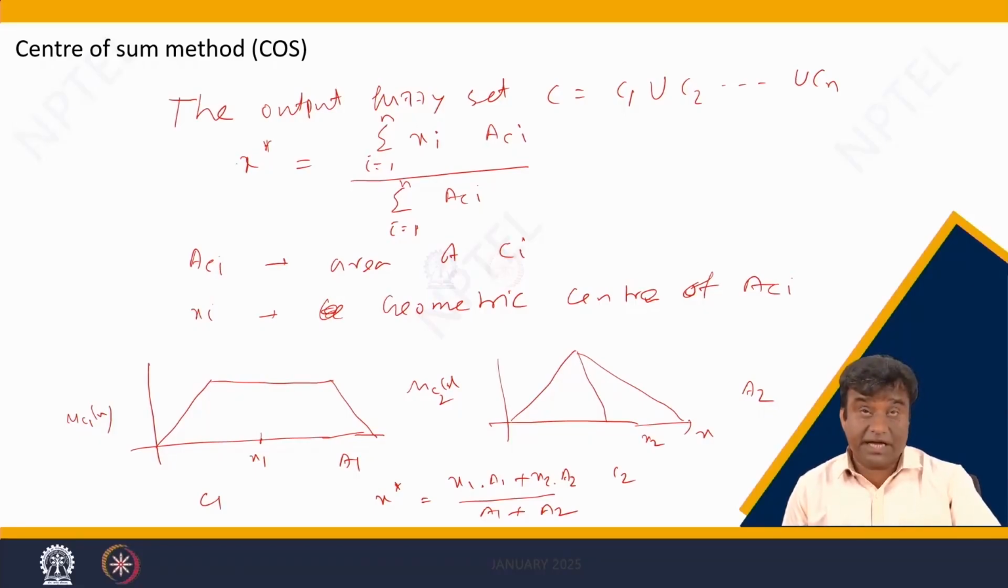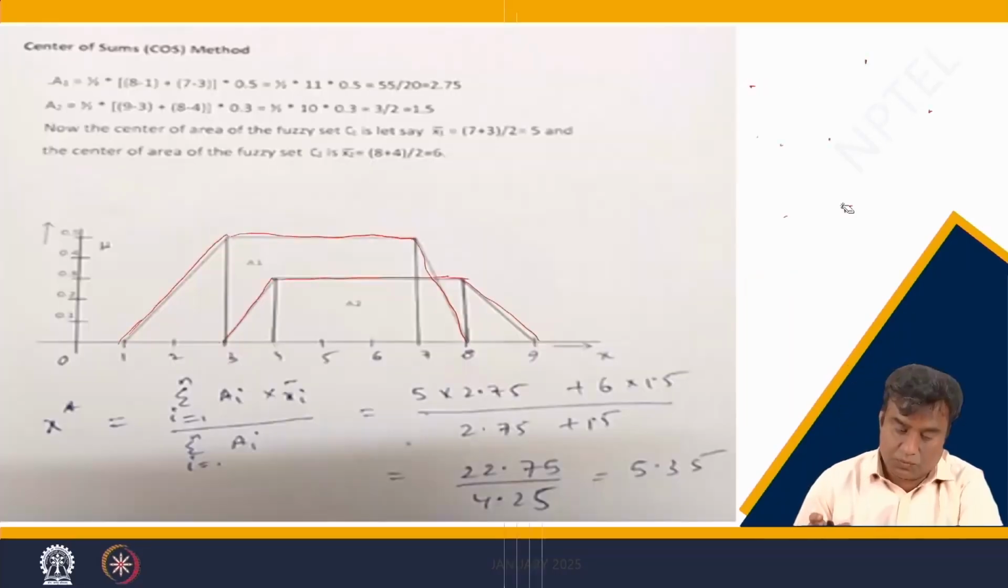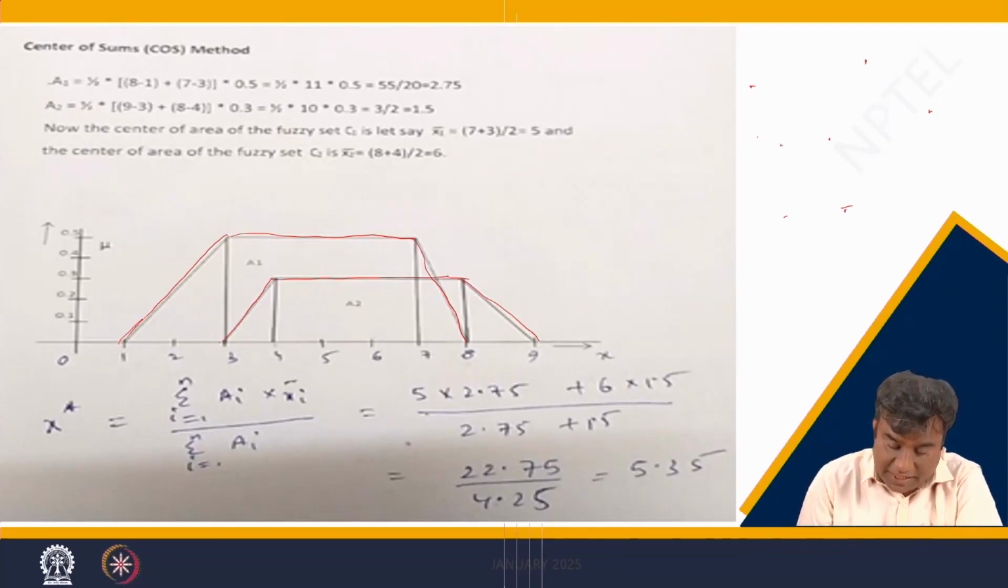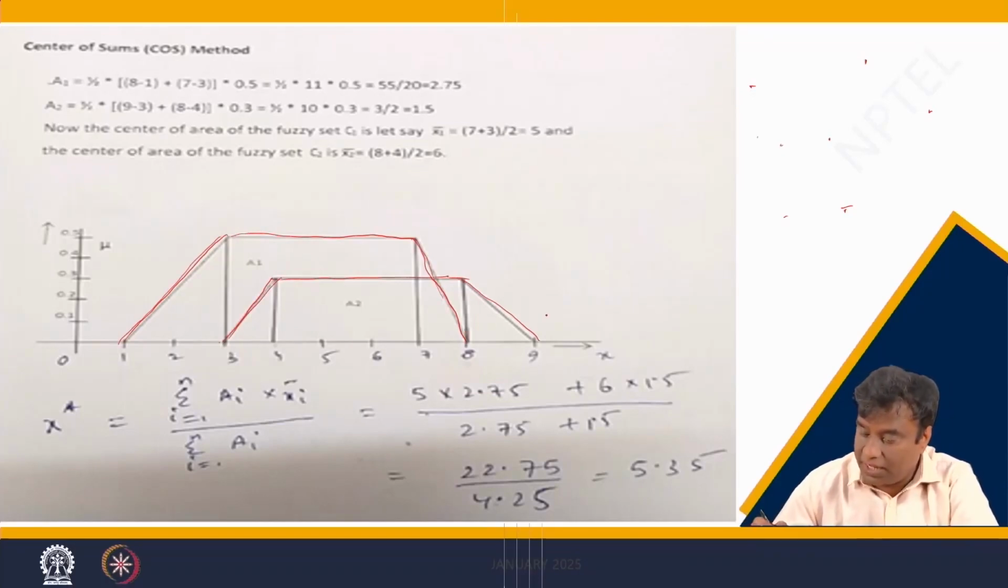Now try to understand the same thing with the example of the center of sum method. Here we consider two trapezia: this one is A1 and this one is A2. You know the area is half of the sum of parallel sides, (a plus b), into height.